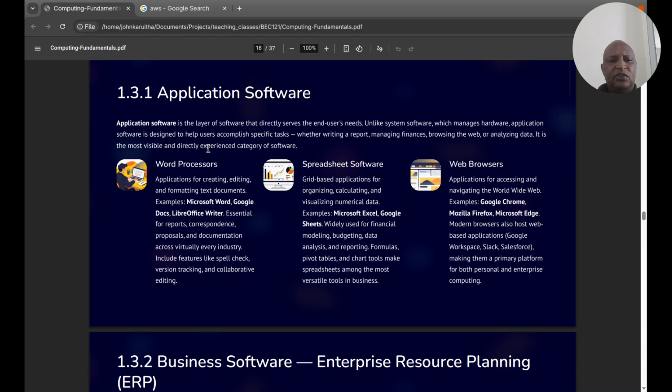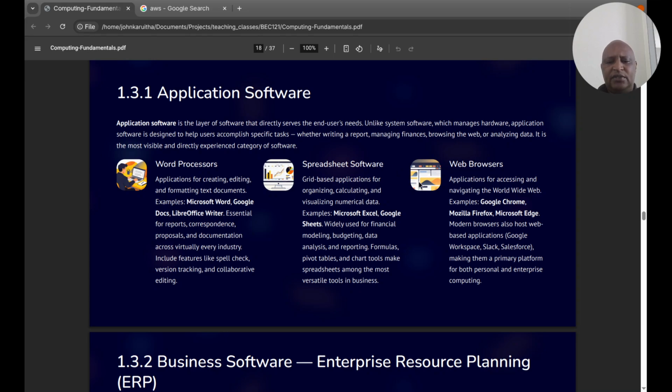We have application software. This is what serves you as the user directly. When you open your computer, you want to listen to music, you have VLC, music player. That is an application one. You have a word processor, you have a spreadsheet software like Excel, you have a web browser like Chrome or whatever. Those are application softwares.